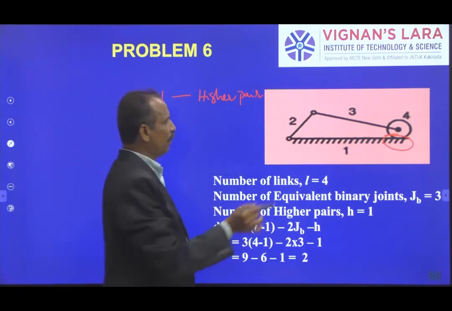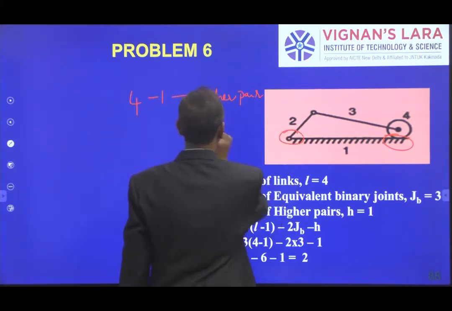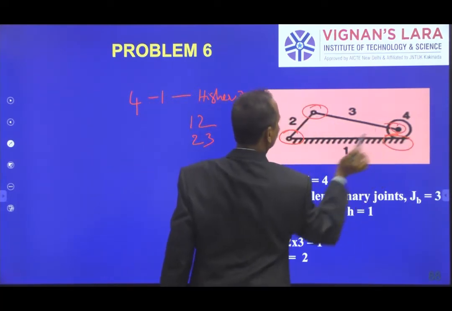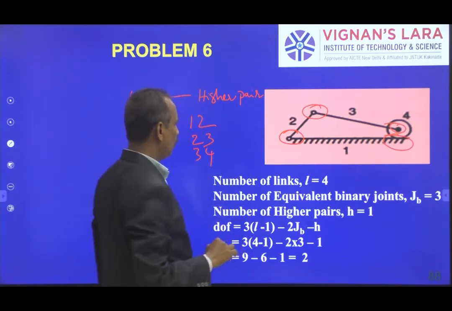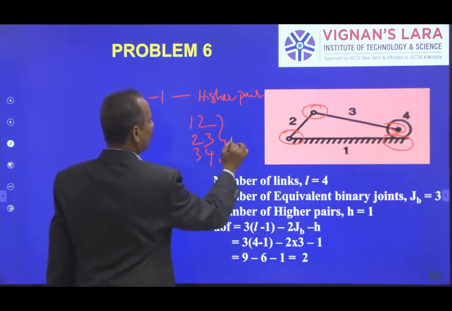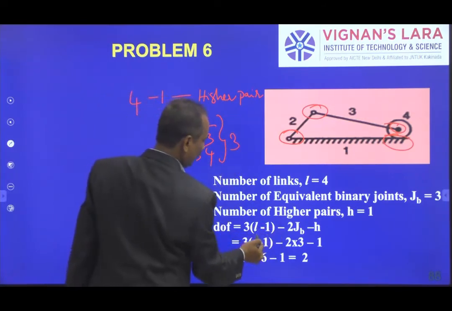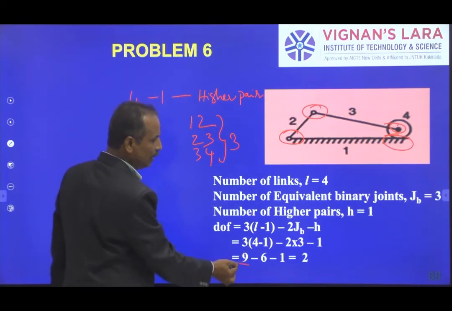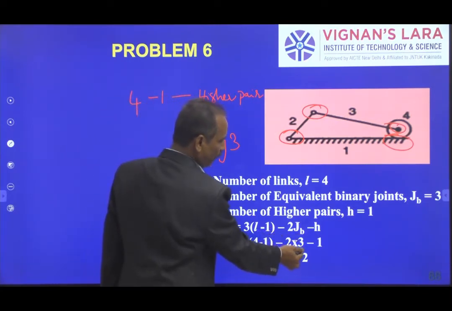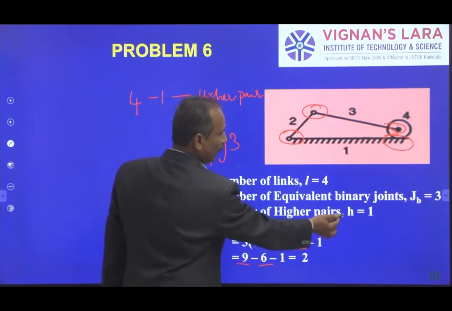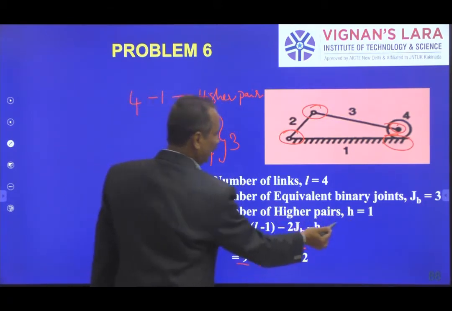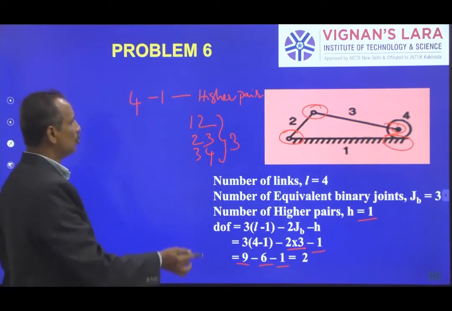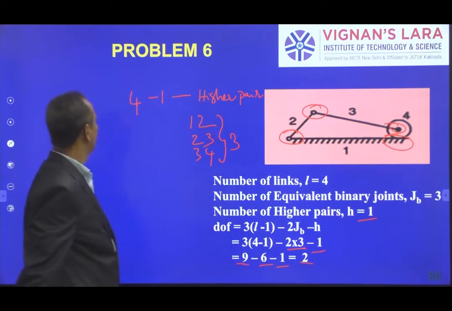Then the remaining are all binary joints. That is 1, 2, 2, 3, 3, 4. These are lower pairs, 3 in number. The number of links is 4, 4 minus 1 is 3, 3 into 3 is 9. And binary lower pairs 3, 2 into 3 is 6. And how many higher pairs? One higher pair, which is 1. That is 9 minus 6 minus 1, which is equal to 2. The degrees of freedom is 2.